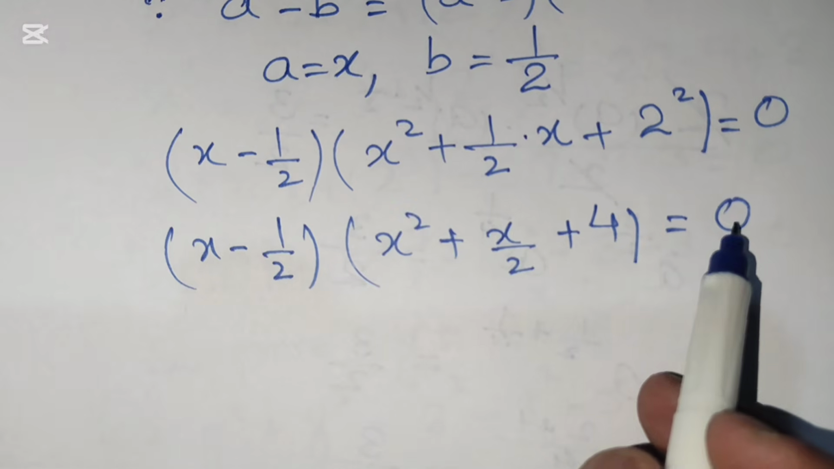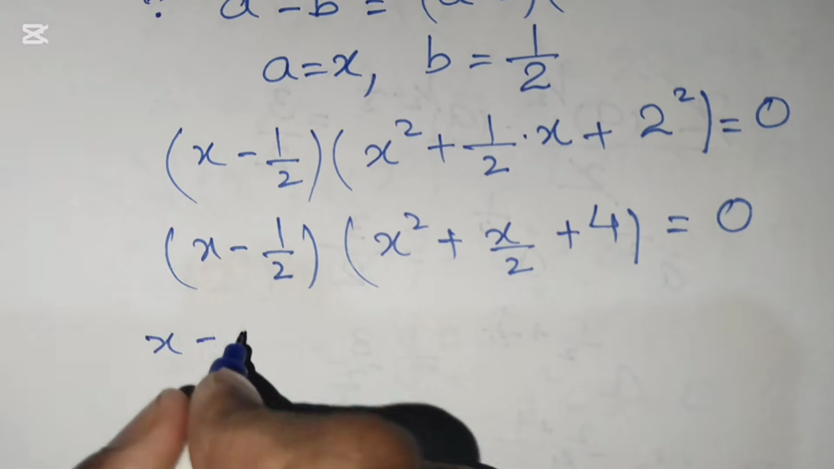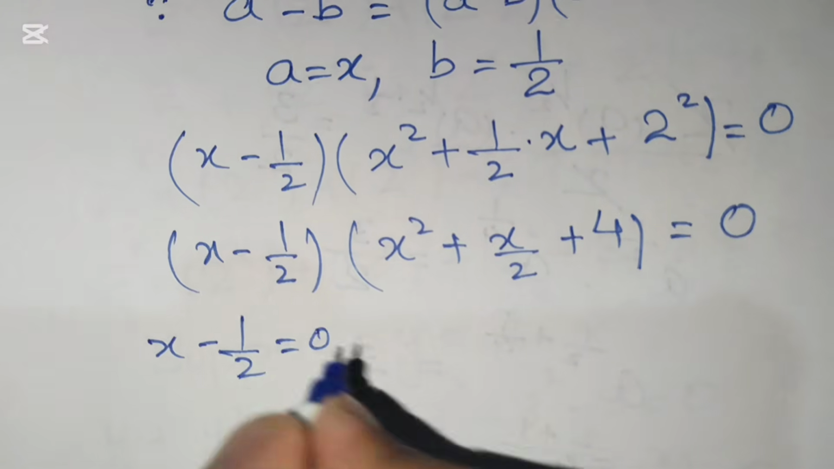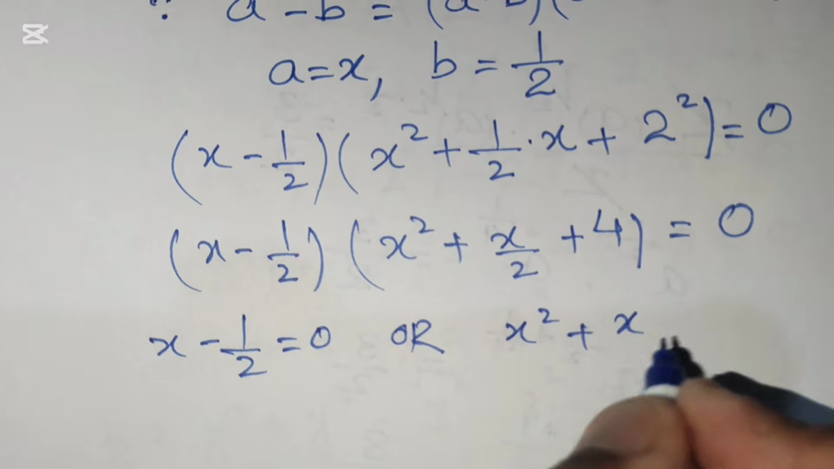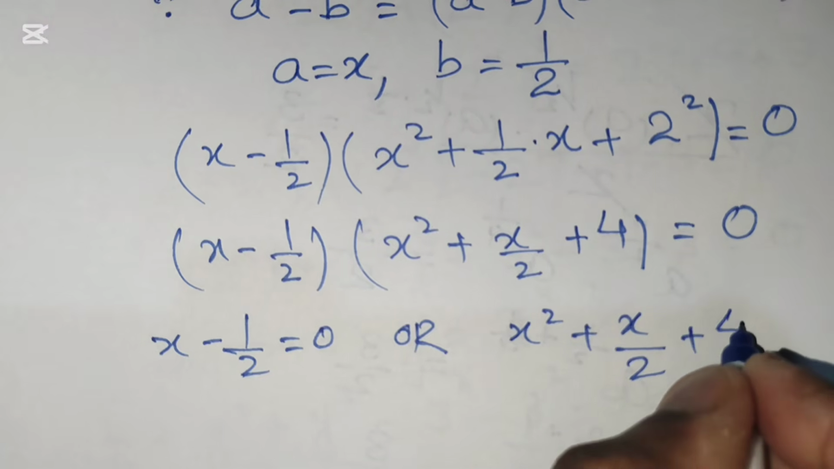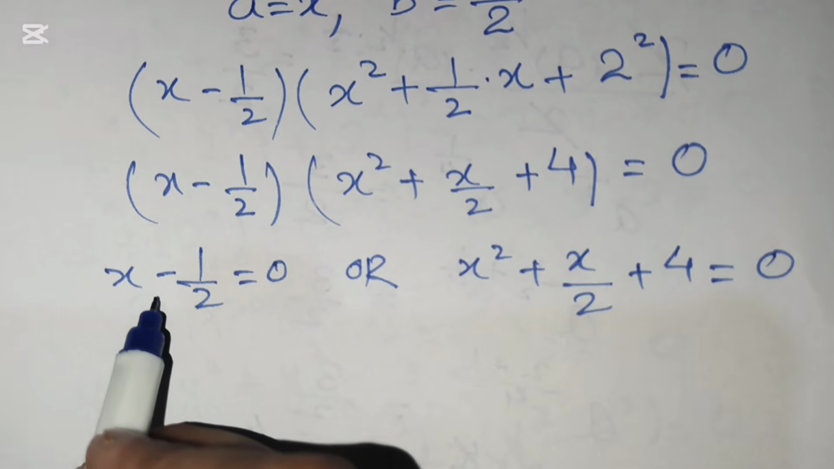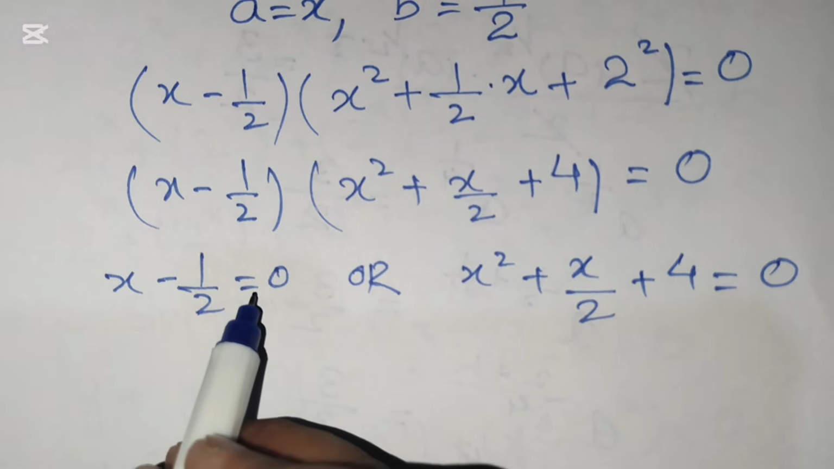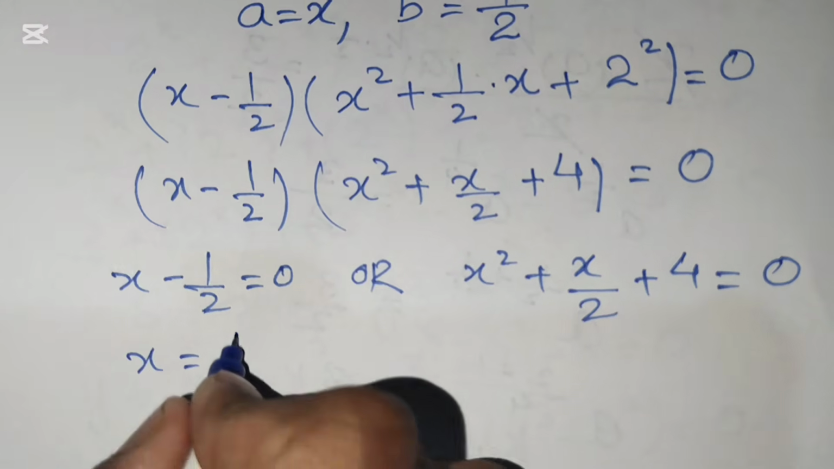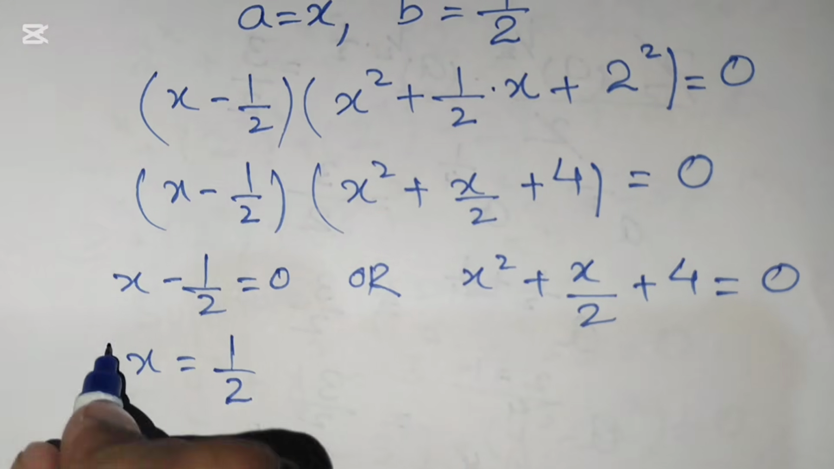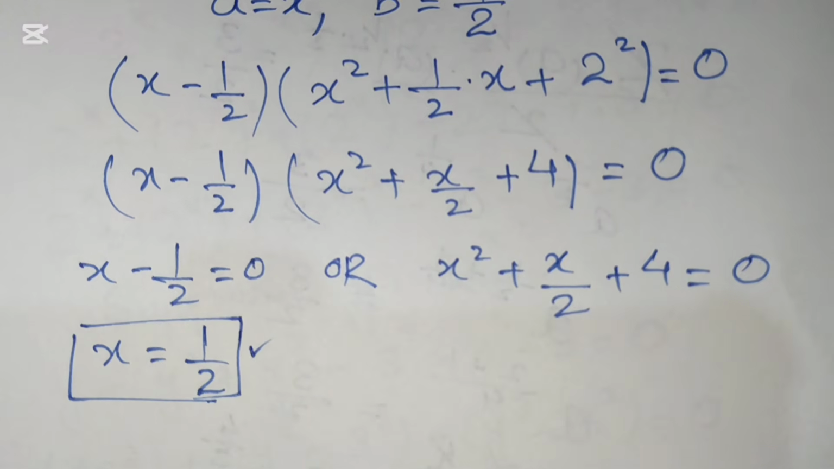So either this will be equal to 0 or this whole term will be equal to 0, that is x minus 1 by 2 equal to 0, or x square plus x by 2 plus 4 is equal to 0. First we will deal with that. x minus 1 by 2 equal to 0. We will add 1 by 2 on both sides. We got the first value of x, which is 1 by 2, which is a real value of x.